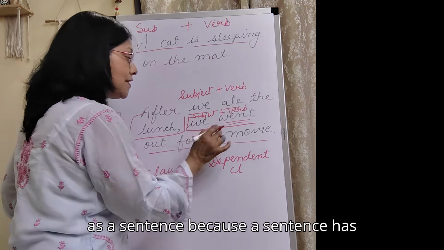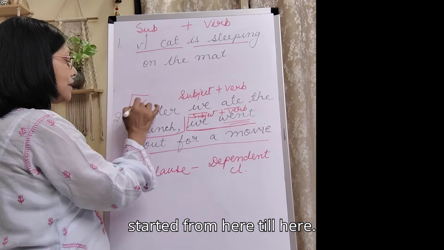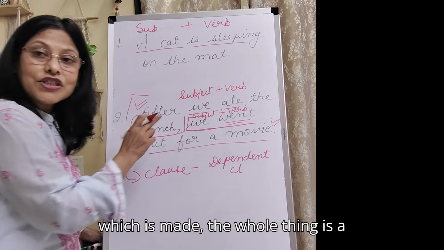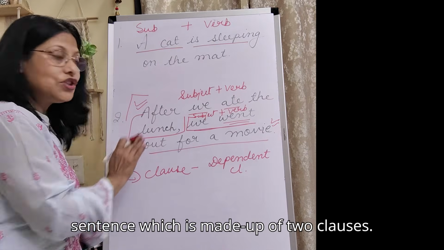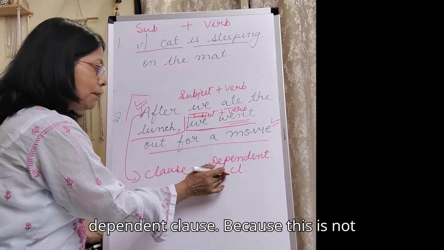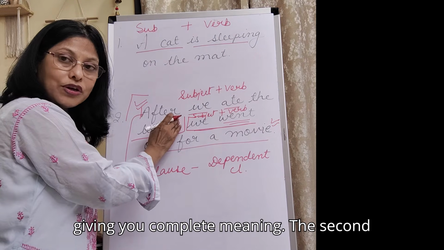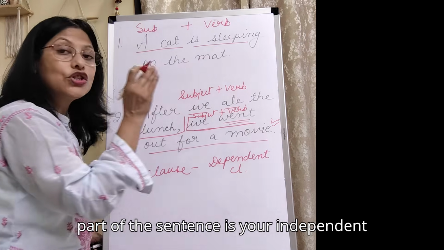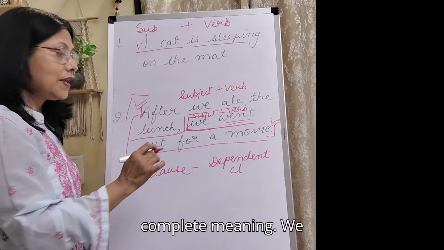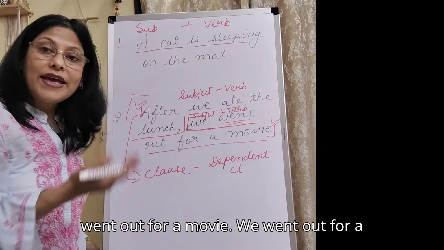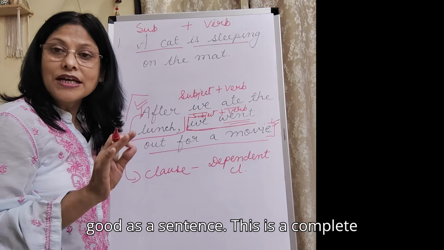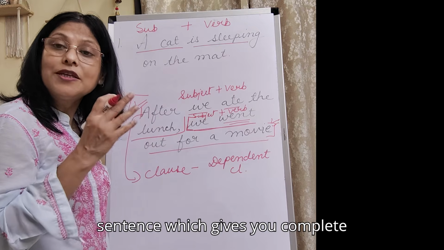But we will not tell it as a sentence because a sentence has started from here till here. But this is a clause which is made, the whole thing is a sentence which is made up of two clauses. The first part of the sentence is your dependent clause because this is not giving you complete meaning. The second part of the sentence is your independent clause because it is giving complete meaning. We went out for a movie. If you write it separately, just "we went out for a movie", it is as good as a sentence. This is a complete sentence which gives you complete meaning.